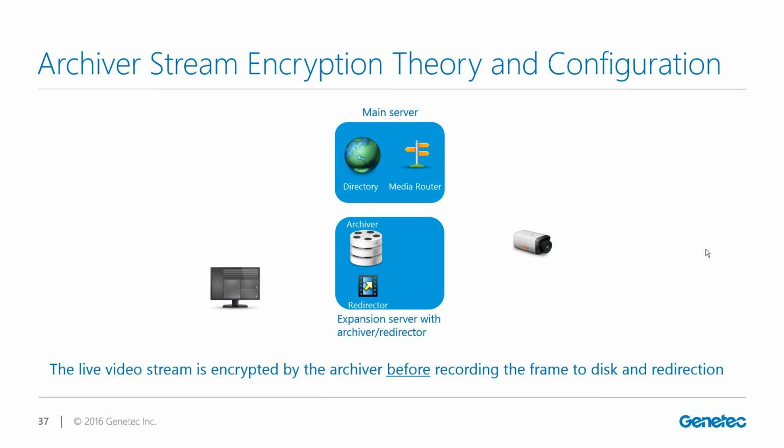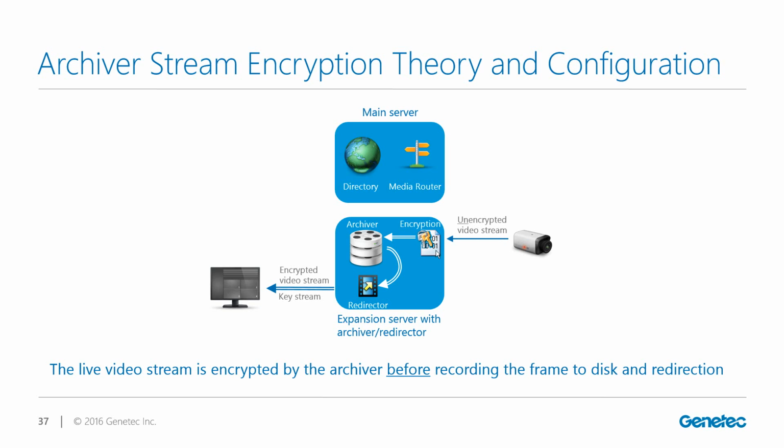So let's take a quick look at what happens if you were using the archiver stream encryption on an actual system. We have our main server, we have our archiver server here with the redirector, of course. It's included with every archiver. We have our camera, and we have our client over here. Now the client is requesting a video stream from this camera. The video stream is encrypted, so the first thing that happens is the video is sent unencrypted from the camera.